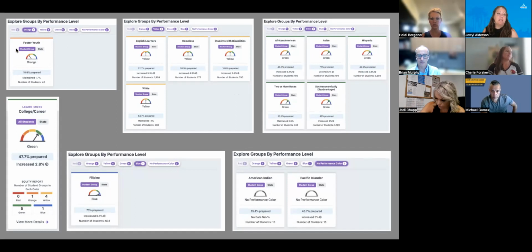So I might want to focus on my foster youth and then start looking at my English learners, homeless, students with disabilities, and white students in this category because they're lower than the overall district average of green. And so when I'm writing my CTE grants, I can call these out.